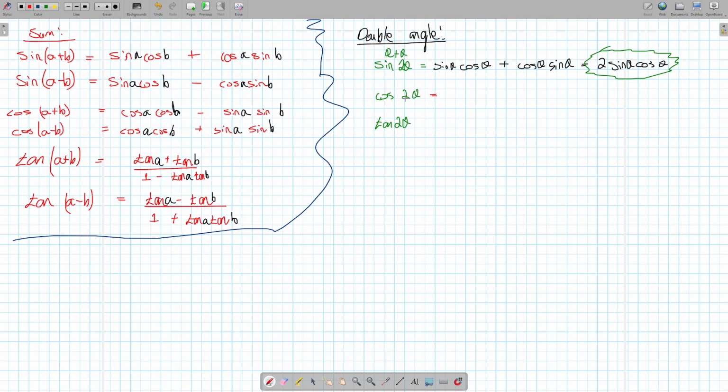Cosine 2 theta, same thing. 2 theta is just theta plus theta. So substitute theta plus theta here. You're gonna get cosine theta cosine theta, minus sine theta sine theta. Now this one's interesting because cosine theta times cosine theta is cosine squared theta, and sine theta times sine theta is sine squared theta. Why is this important? You're going to see later.